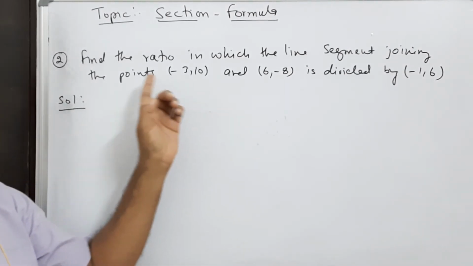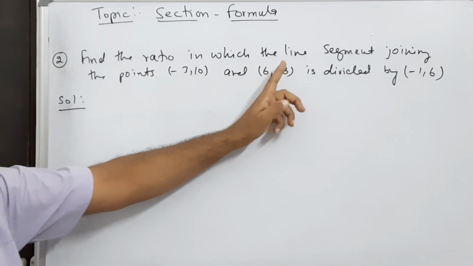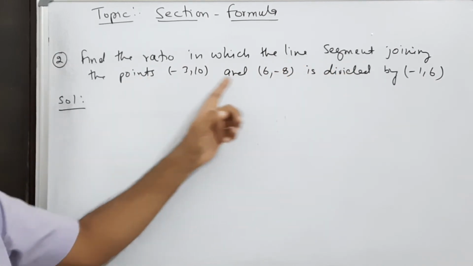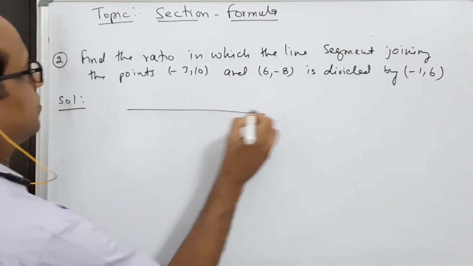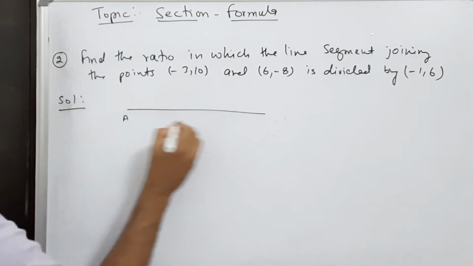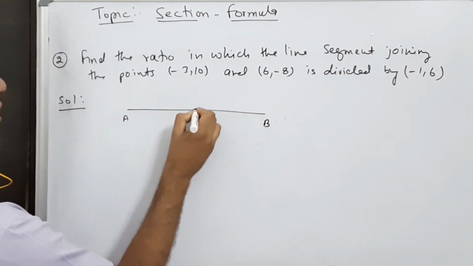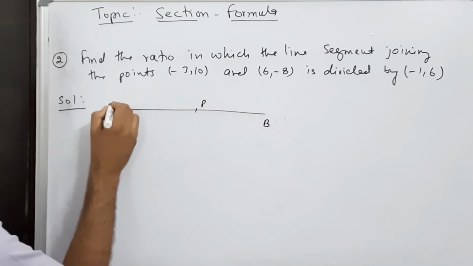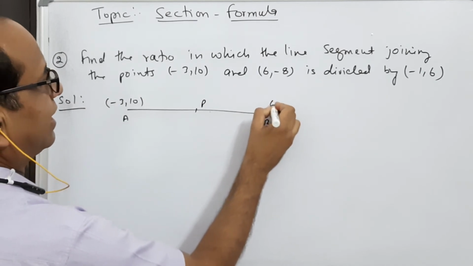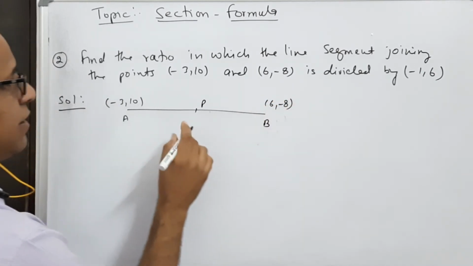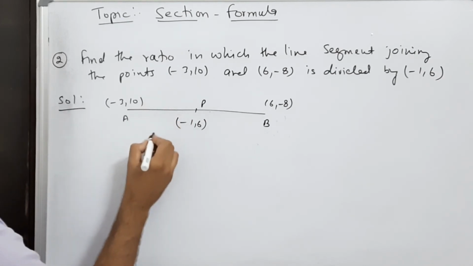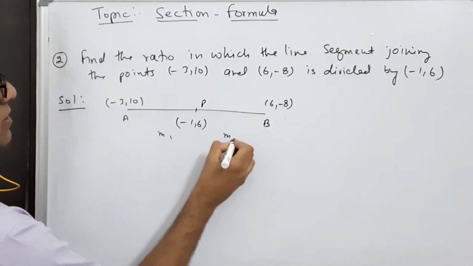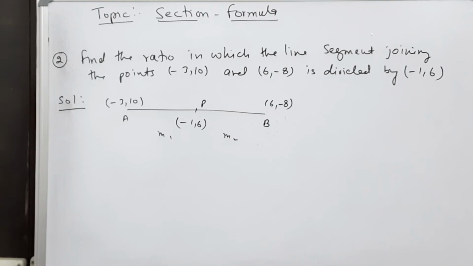Yes, students. Now you see the sum. Find the ratio in which the line segment joining these 2 points is divided by the given point. The A point is (-3, 10), the B point is (6, -8), and this time the point P is given. And what is missing? The ratio is missing. That is, m1 and m2 are missing.